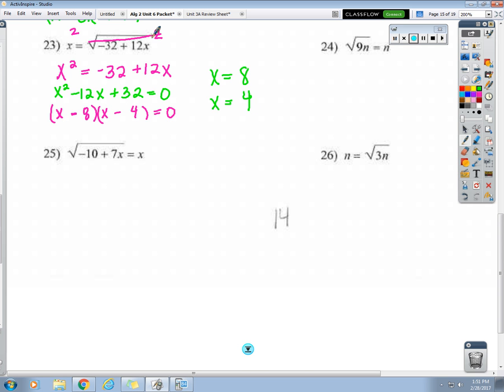Now take a second to check each of them to see if both of them are good or if any of them are extraneous. And then you type in 4 into both x places. So the square root of negative 32 plus 12 times 4 equals 4. So that was good. Neither one of them was extraneous. So on the test, you'd be looking for the choice that had both of those numbers. Okay, quickly try number 25 by yourself, and then I'll assign your homework.